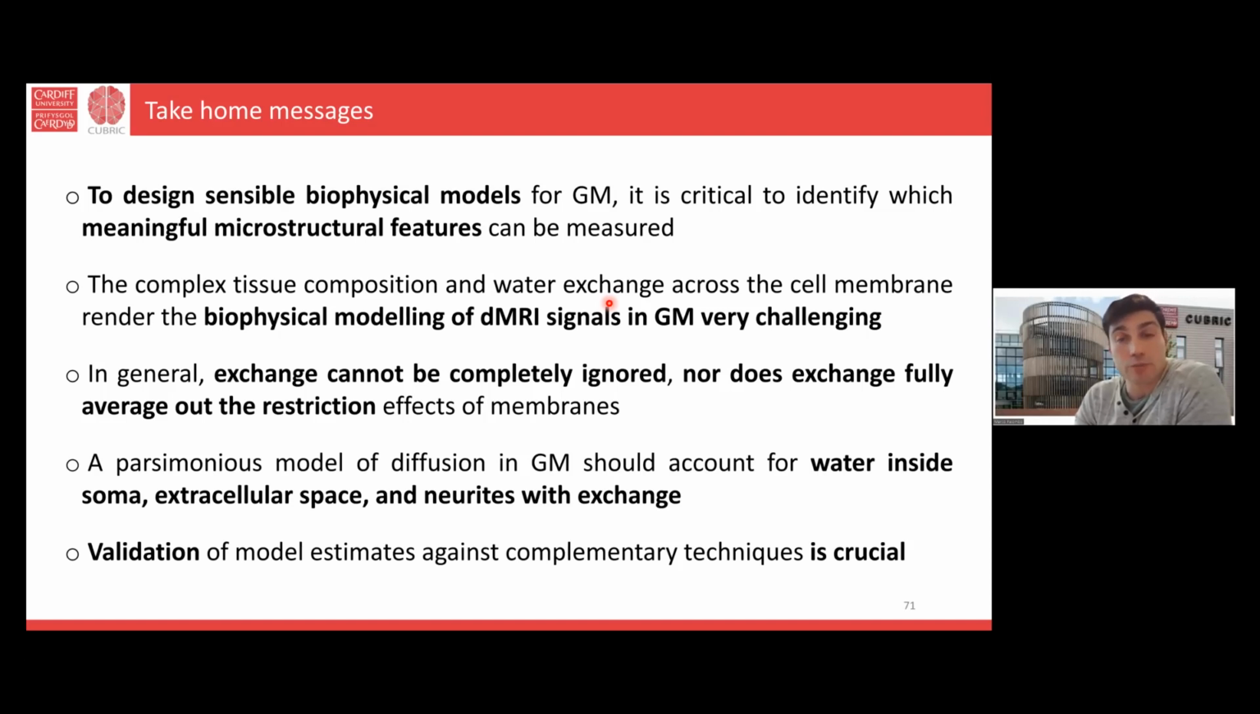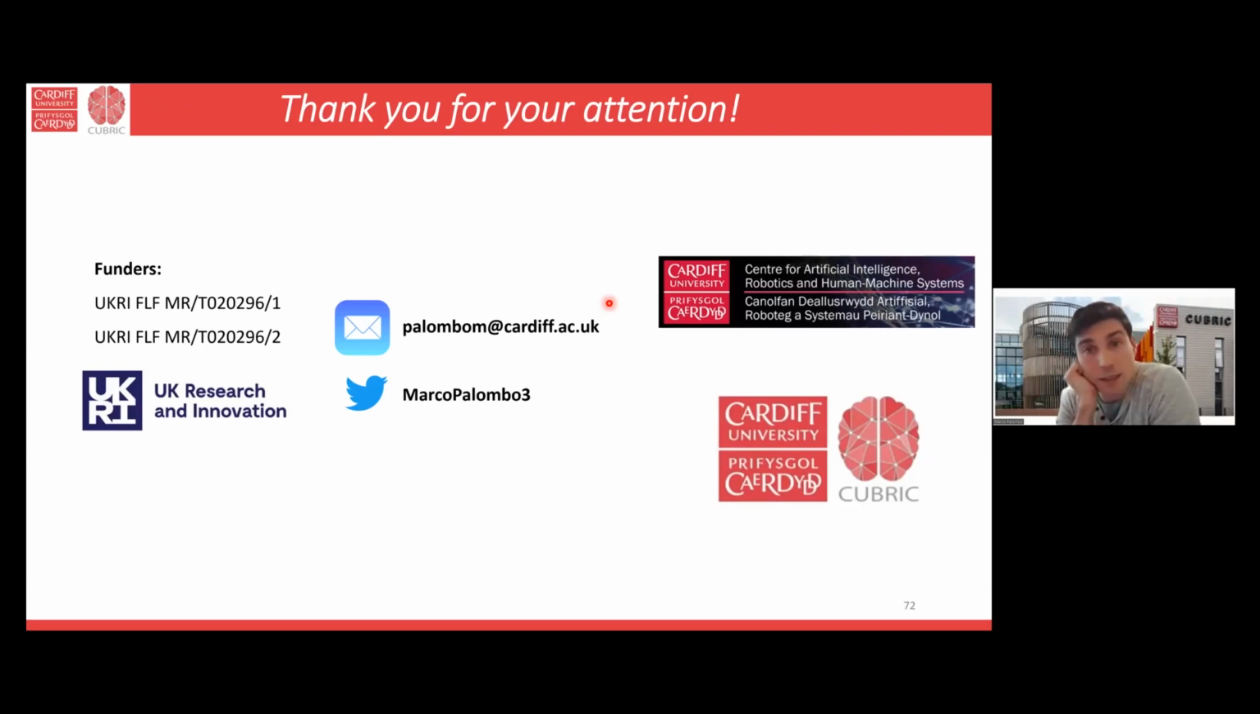What we seem to have agreed on is that it should account for water inside the soma, inside the extracellular space, and inside the neurite, but also for some sort of exchange between these compartments. And with this, I would like to thank you all, and I'm happy to answer any questions.